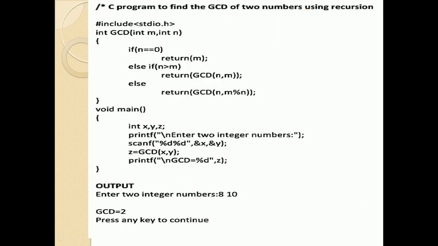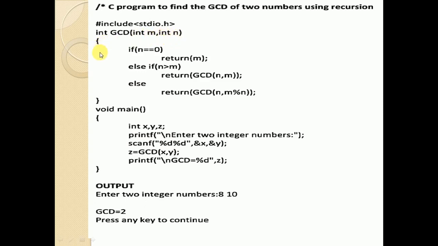Next we'll see one program, that is a C program to find the GCD of two numbers using recursion. So here you can find the GCD of numbers. In high school you already learned how to find the greatest common divisor. Now we will implement that in our program. Hash include stdio.h is the header file. Before going to main, we have defined a GCD function where we have passed two arguments. The first argument is integer m, the second argument is integer n.